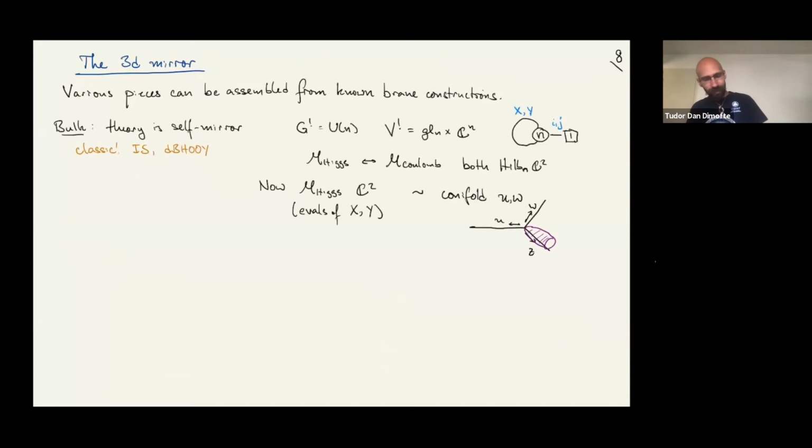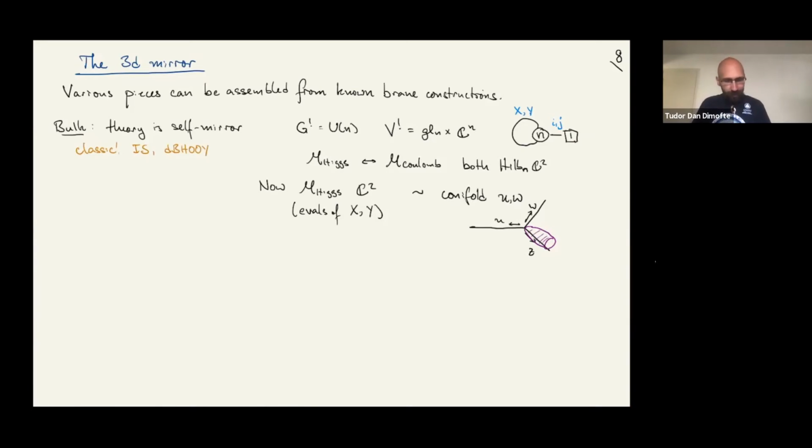So the mirror of the bulk theory is itself. This is very famously self-mirror. A case of this was described in the original work by Intriligator and Seiberg. And in terms of brane constructions, this was in work of Hanany-Witten, Hori-Ooguri-Oz, from the mid-90s.